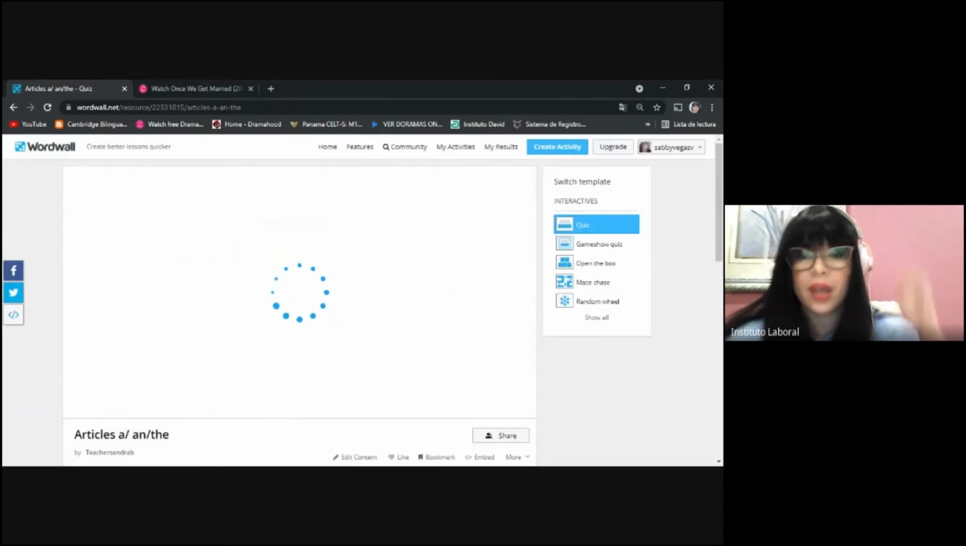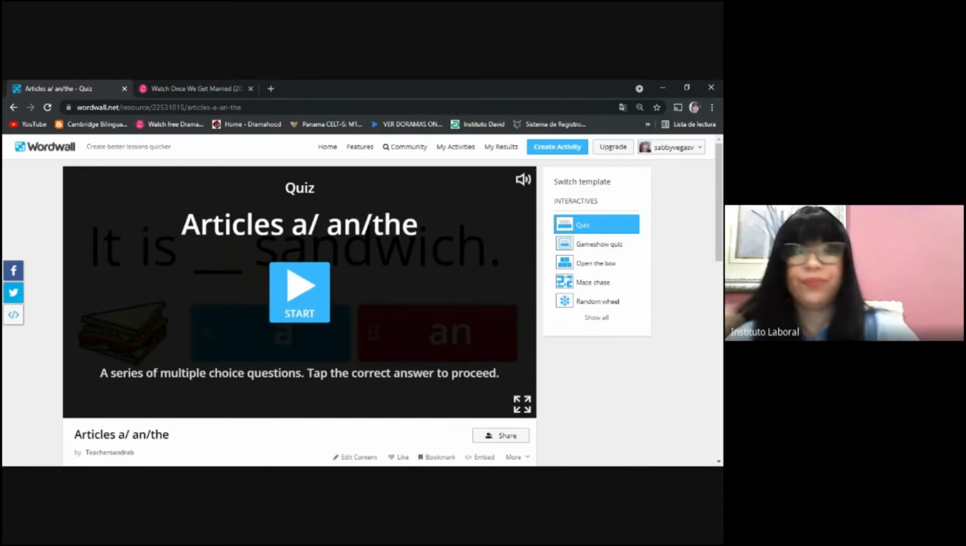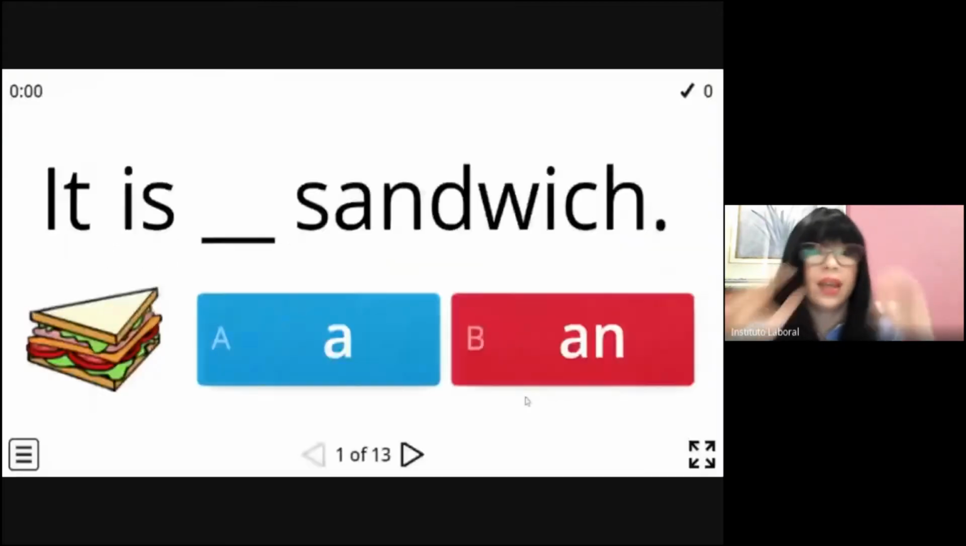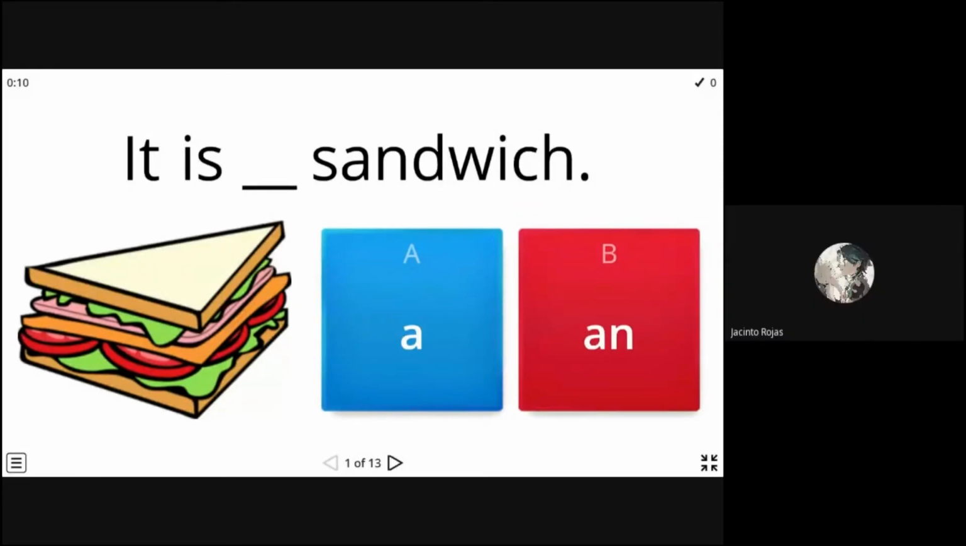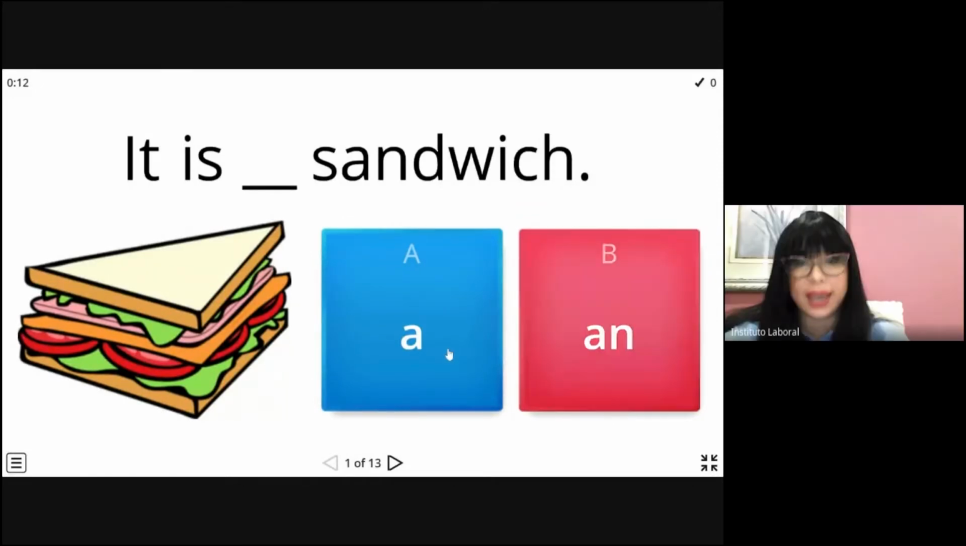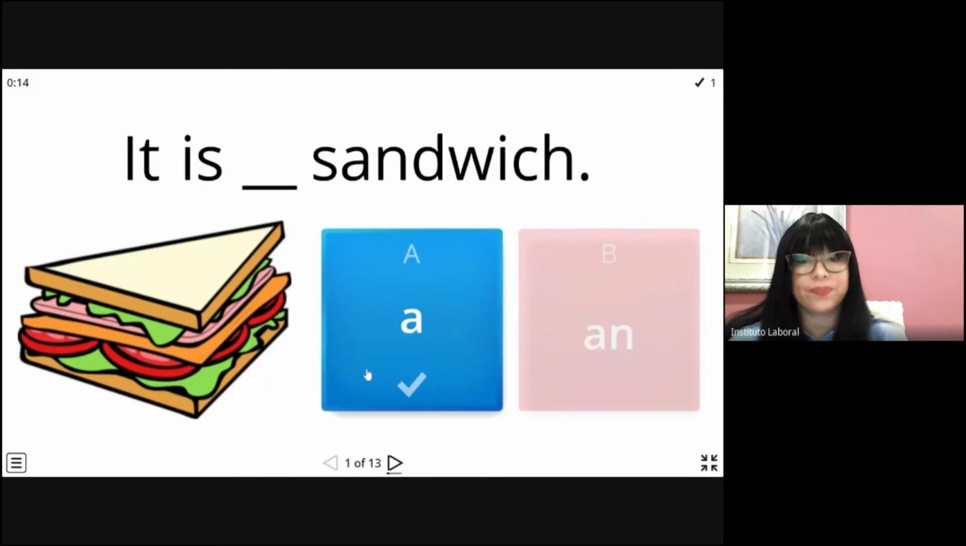To give an answer. Okay, what do you have to do? Tap the correct answer. What is the correct article to complete the sentence? It is a sandwich or it is an sandwich? A or B? What is the correct answer? A. It is a sandwich.